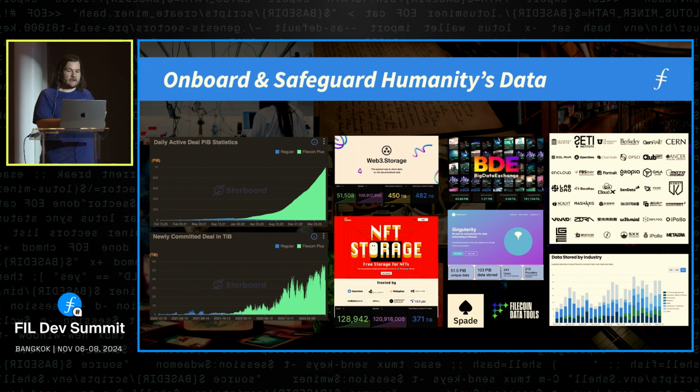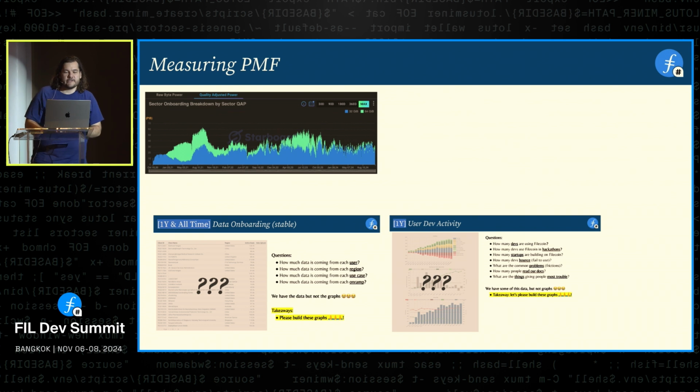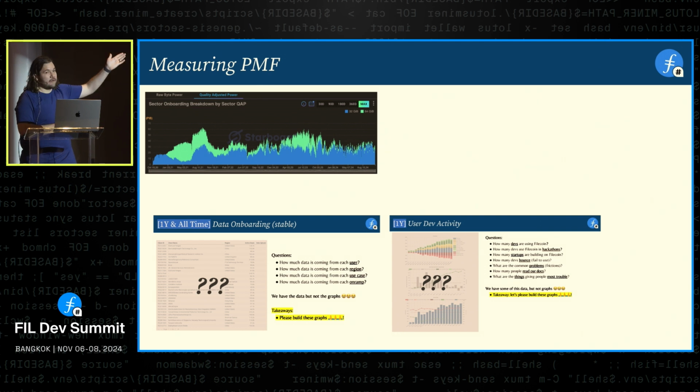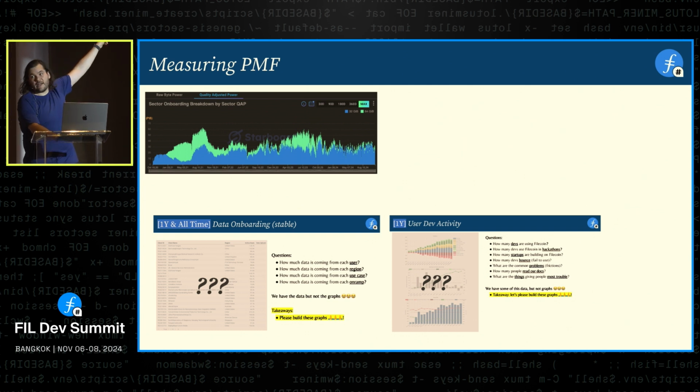So Filecoin has PMF on a certain set of segments. We just don't have it in other areas. And so I think getting these metrics will be very, very helpful for us to understand where we're headed. The data onboarding that is coming from various users, regions, use cases, and on-ramps, that's what we need to understand and navigate which use cases are working. And then the developer activity across those. Those are two segments that, if we had them, we would be a lot better at understanding PMF. But to be clear, PMF for the capacity side is very strong, right? This represents hundreds of millions of dollars of value.